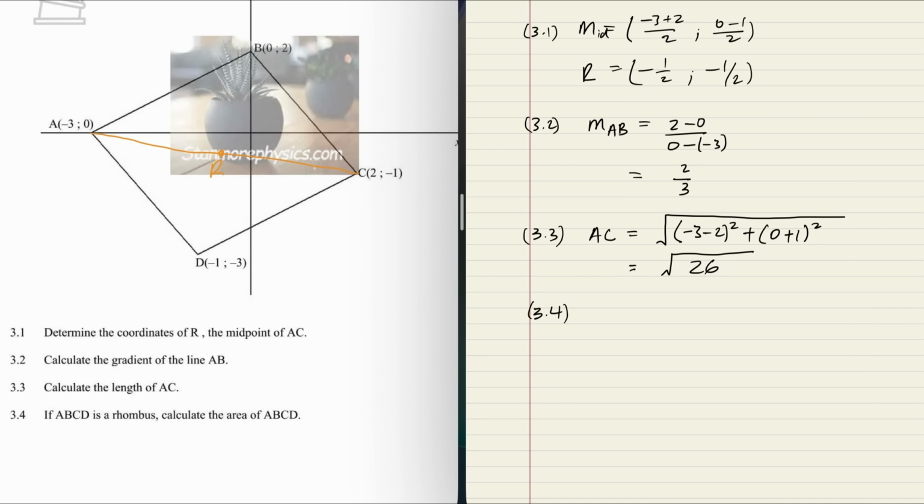Question 3.4, if ABCD is a rhombus, calculate the area of ABCD. So ABCD, this entire shape here. So that is a rhombus. Calculate the area. So to calculate the area, we first will need one length, because remember, to calculate the area, you need a side, right? So let's go ahead. Let's calculate the length of.